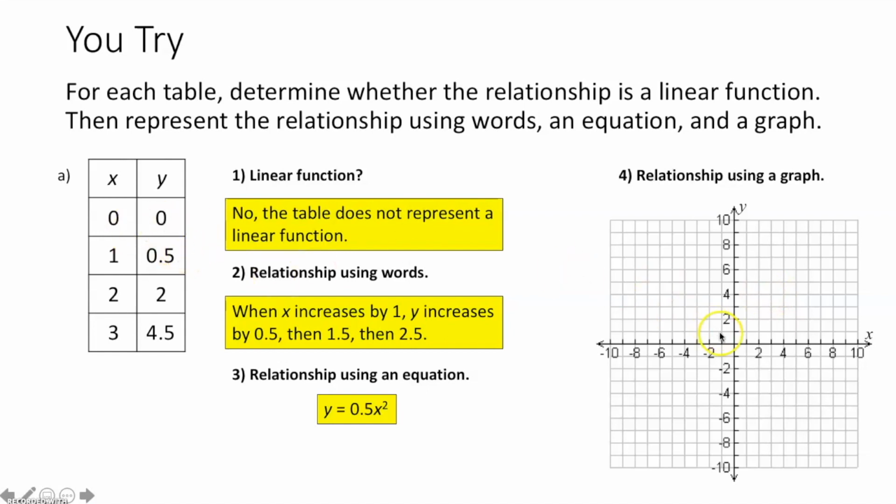So 0, 0, I put at our origin. 1, 0.5, I go over 1 on our x-axis, up 0.5 on our y-axis, put a point. 2, 2, I go over 2 on our x-axis, up 2 on our y-axis, put a point. And then 3, 4.5, I go over 3 and up to 4.5 and put a point. And you can see clearly this is a function because it passes the vertical line test, and it's non-linear because it's clearly curved. Also note that our y-intercept, 0, 0, is still going to be whatever's added or subtracted at the end of our equation, as long as it's y equals.